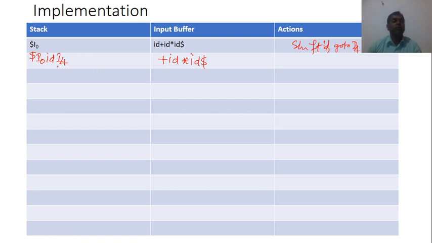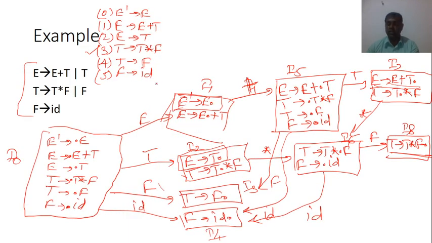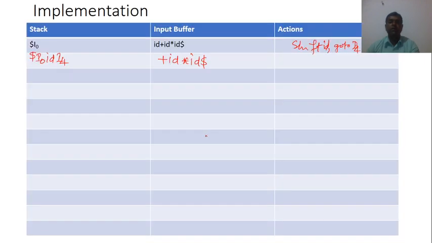Now go to I4 row and plus column. What is the entry there? That is reduce by fifth production, R5. And what is our fifth production? F goes to ID. So reduce by F goes to ID.